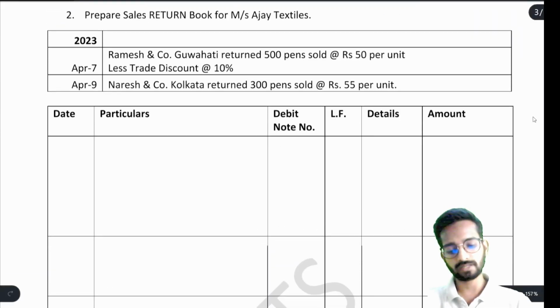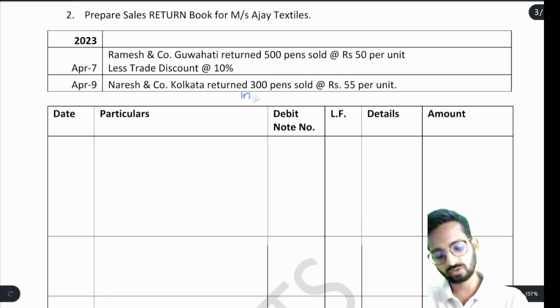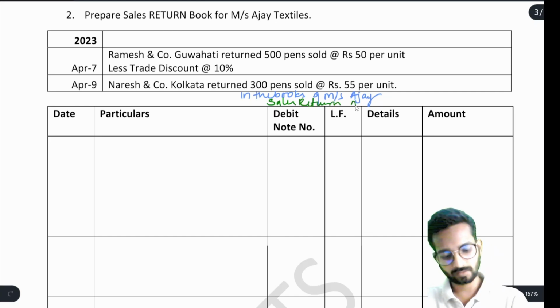Very simple. Prepare sales return book for Mrs. Ajay Textiles. You can give the heading here in the books of Mrs. Ajay, and you will write here sales return book. Simple enough.